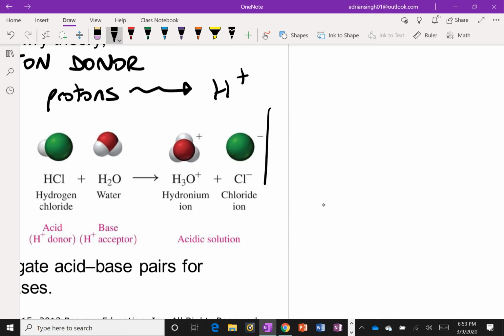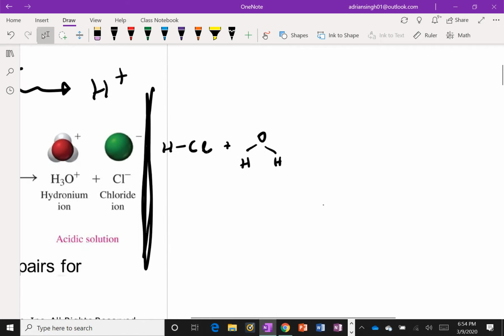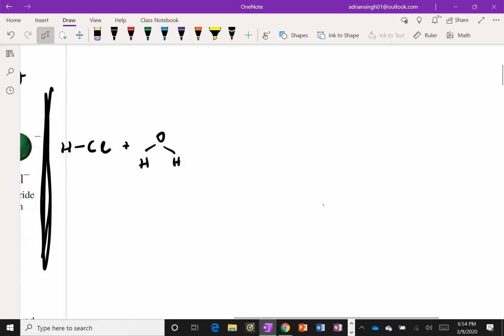I'm going to redraw these Lewis structures here on the right side. So HCl looks like this. And water looks like that. So all I've done there is just drawn Lewis structures for those things, right? They should look familiar to you. Water, you've done that several times already. And then HCl is just the H connected to the Cl.